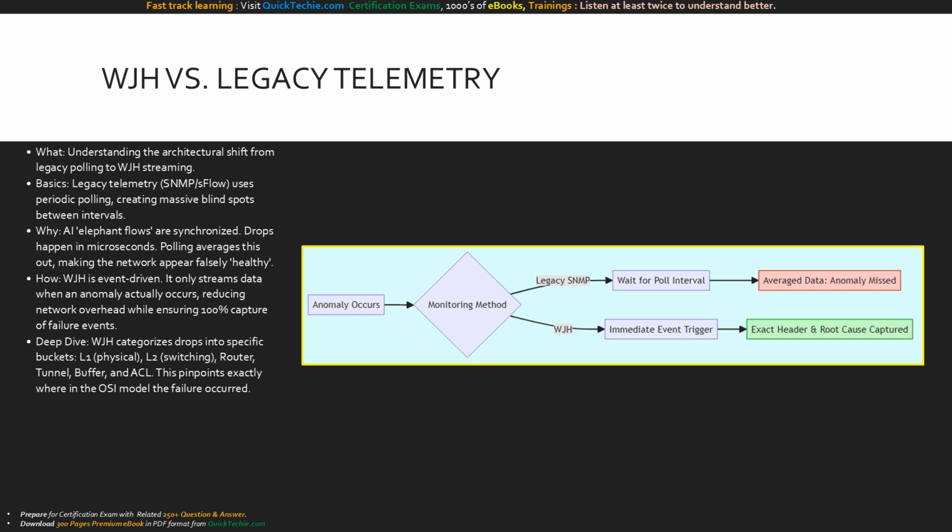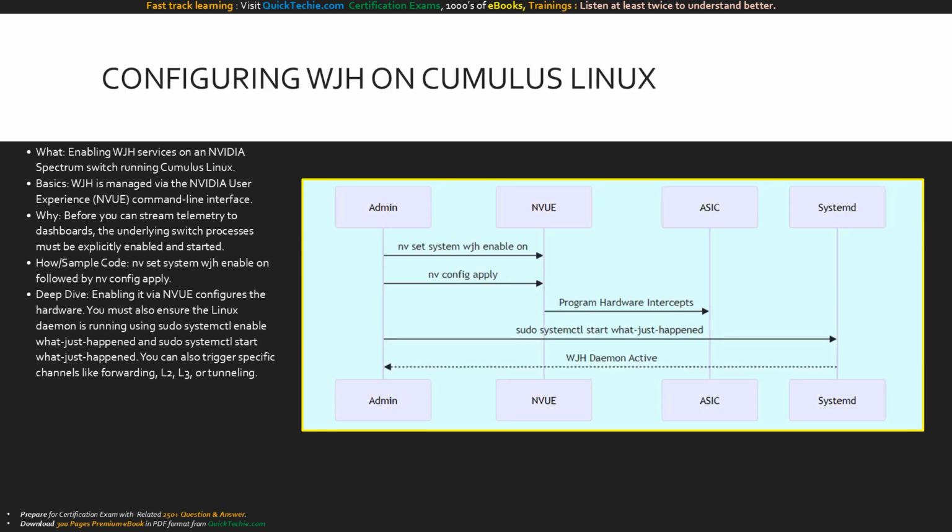This diagram contrasts the two monitoring paradigms. When an anomaly occurs, legacy SNMP makes you wait for the next poll interval, ultimately averaging the data and missing the event shown in red. Conversely, the WJH path triggers an immediate hardware event, capturing the exact header and root cause with zero delay, shown in green. Now, let's get practical on slide 3.